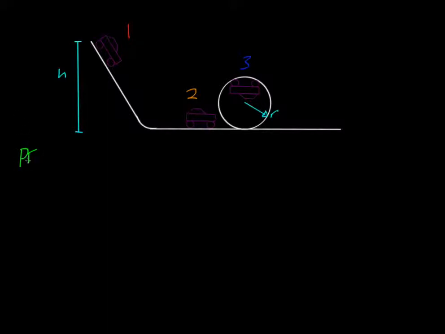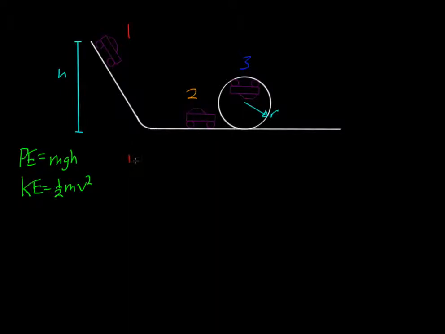Potential energy is the object's energy due to its position. It's defined as the mass times the gravity times the height. Kinetic energy is an object's energy due to motion. It is defined as 1/2 times an object's mass times its velocity squared. Okay? So let's look at the car at each one of the points.